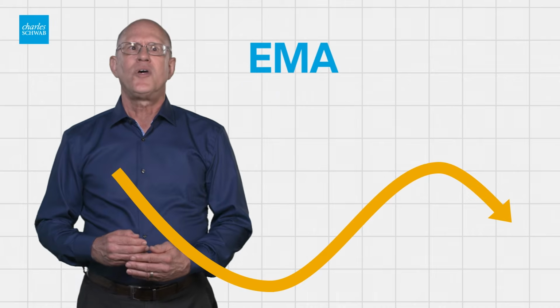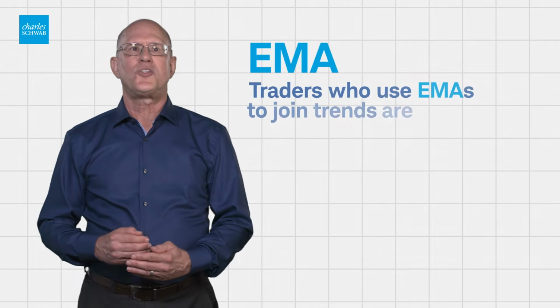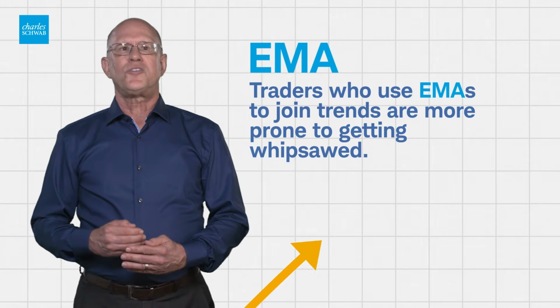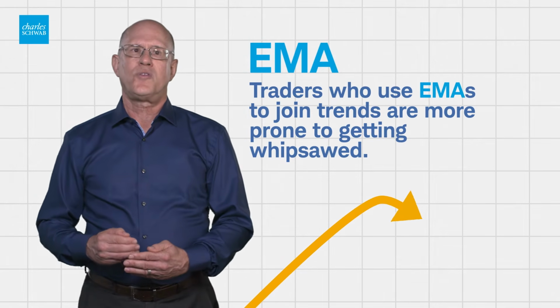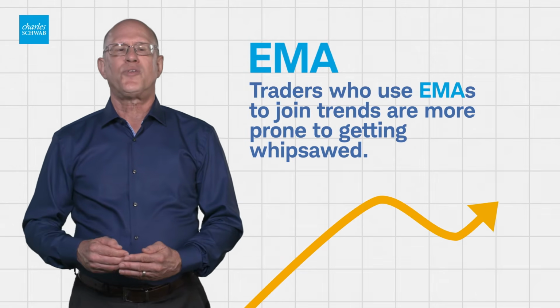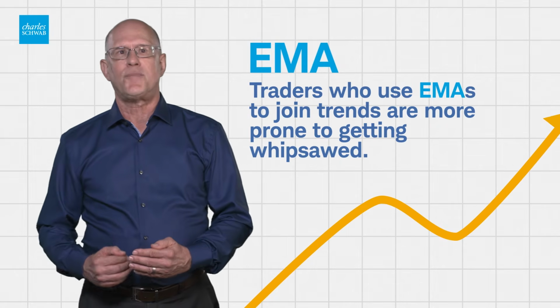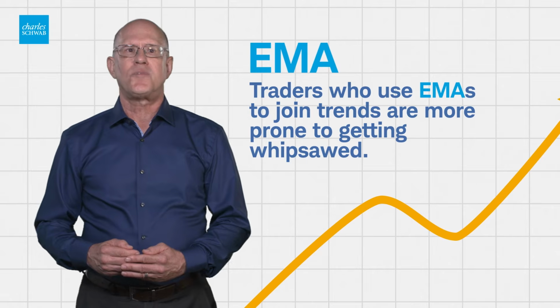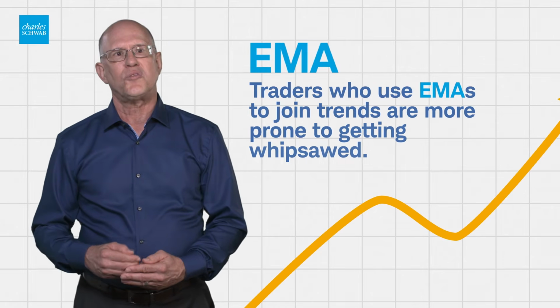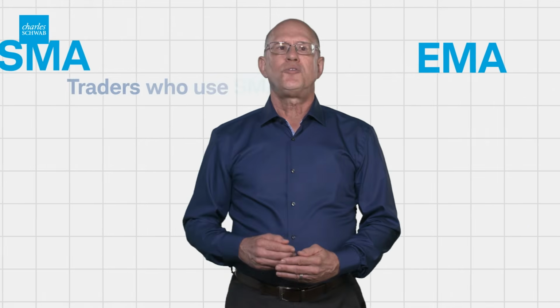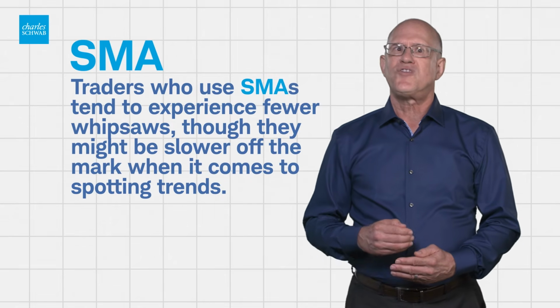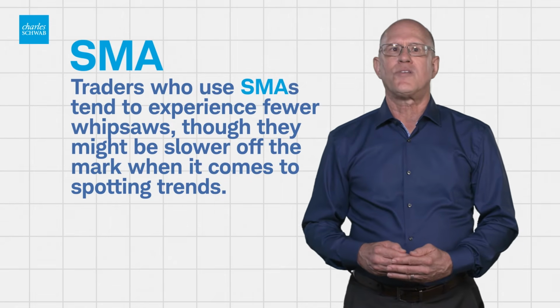One trade-off, though, is that traders who use EMAs to join trends are more prone to getting whipsawed. Whipsaws occur when a security starts moving in one direction but then quickly reverses and moves briefly in the opposite direction. For trend-following traders, whipsaws can sometimes lead to a series of losing trades. Traders who use SMAs tend to experience fewer whipsaws, though they might be slower when it comes to spotting trends.